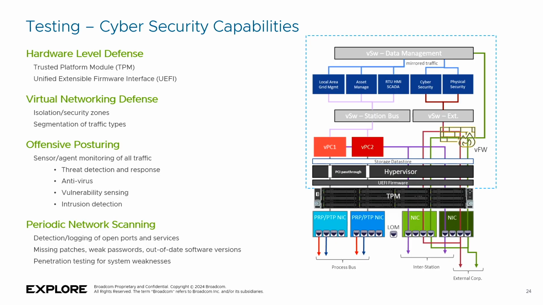Again, software definition gives us new opportunities to isolate and segment. So the graphic here shows how we separate the process bus on the left from the external traffic, or the corporate traffic, on the right, which is where our SCADA information would be delivered. But the VMs are all in between, right? So those virtual networks are separate indeed.